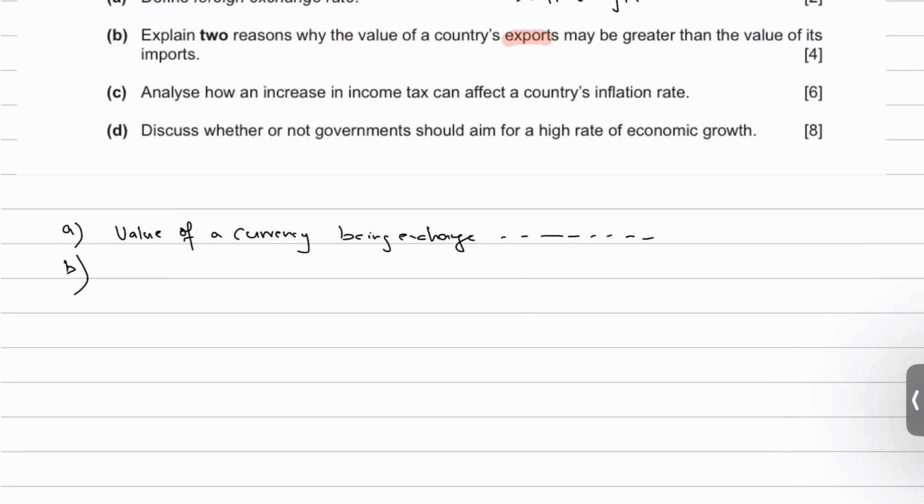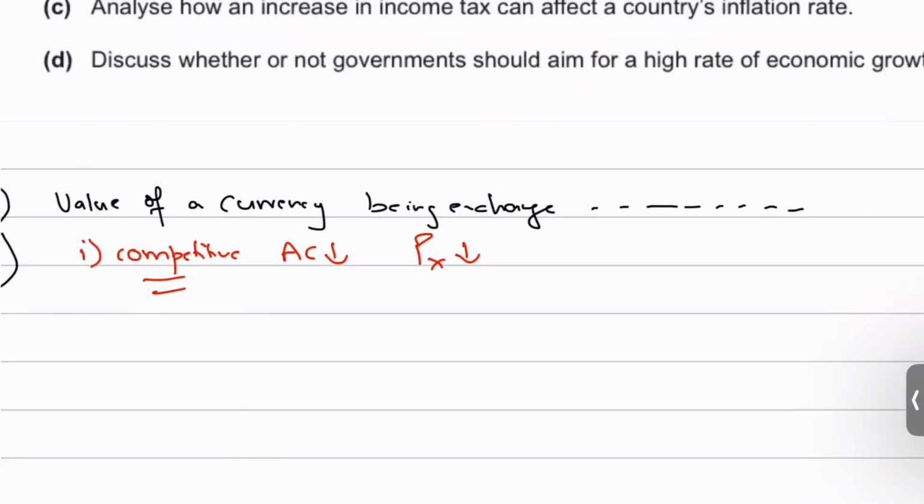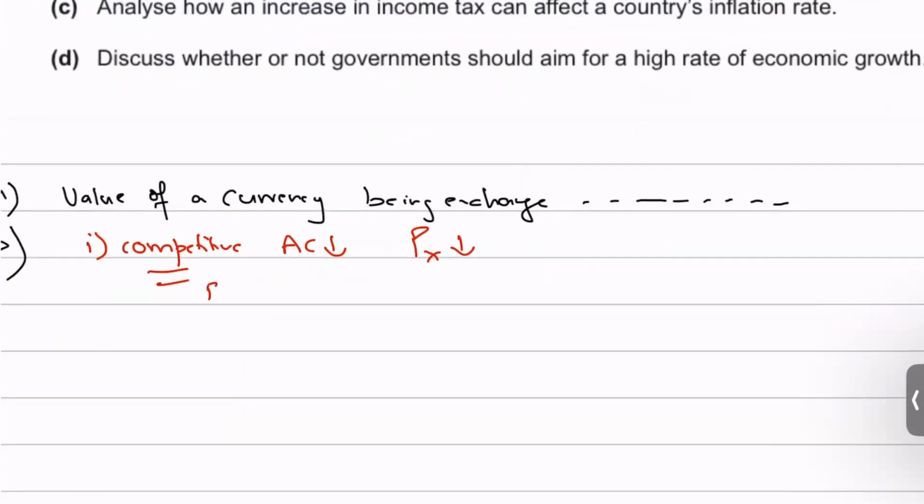So the reason why a country's exports may be greater than its imports is because, obviously, the country's exports may be, number one, competitive. And being competitive means that it can produce at a low average cost. Because they are competitive, the average cost of production, that is the cost per unit of an export, goes down. And that makes it competitive, reducing the price of exports. So the P of X, which stands for the price of exports, goes down, making the exports more competitive relative to other countries. So make sure that you write the words relative to other countries.